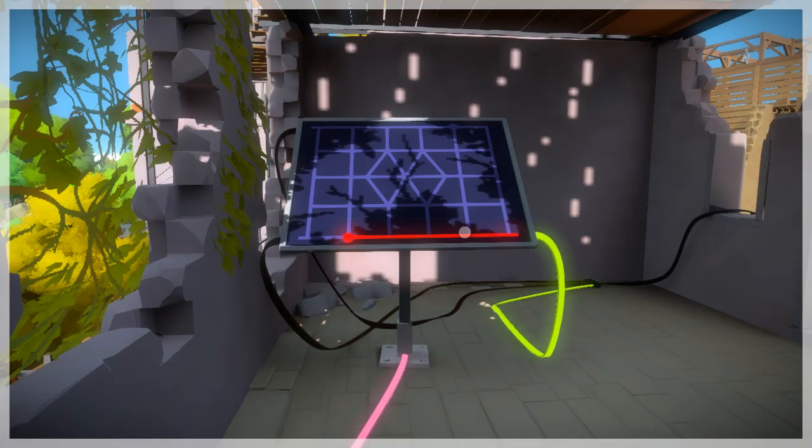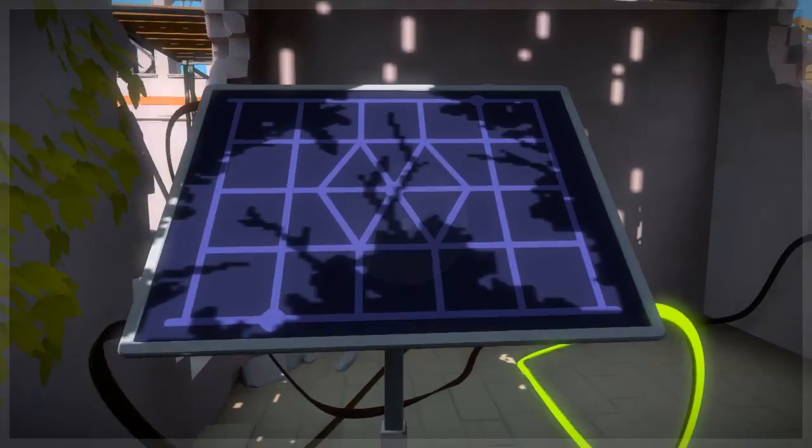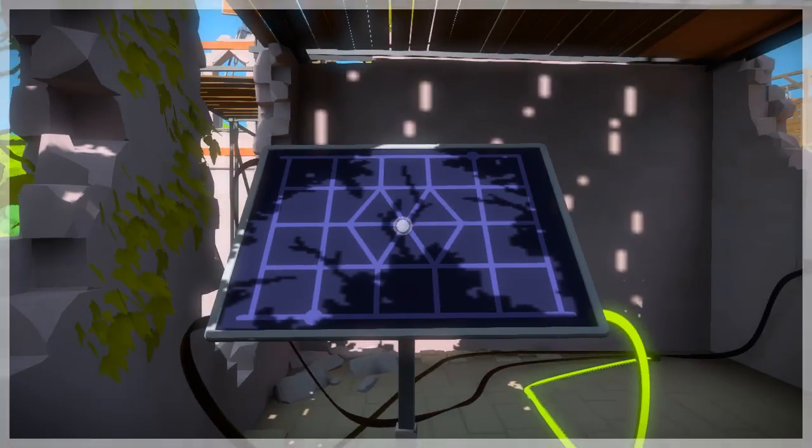Okay, what happens if I get this wrong? Does that light turn off? No, okay. So, how do I do the other ones? Is it something I have to listen to? I don't think so.